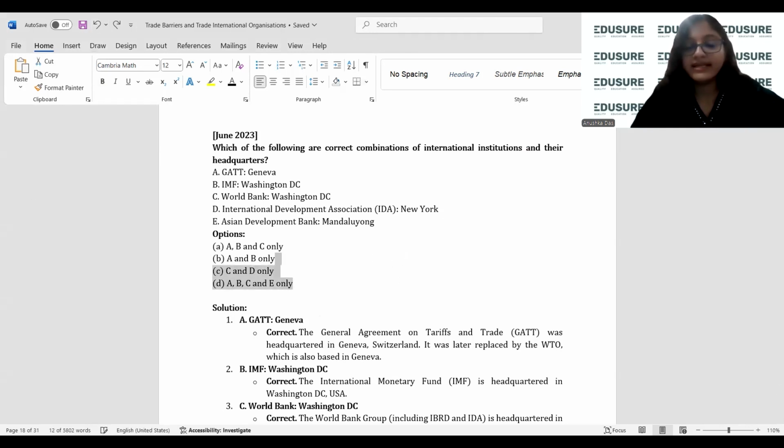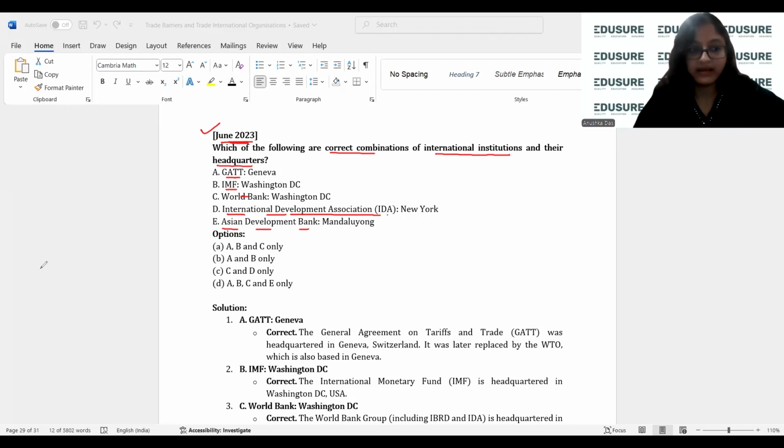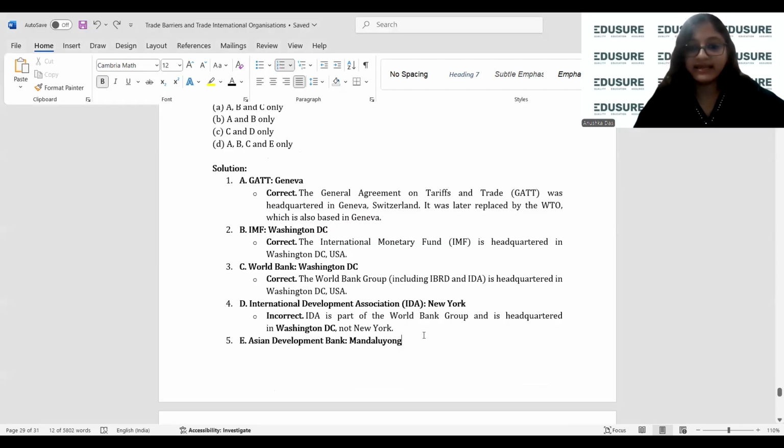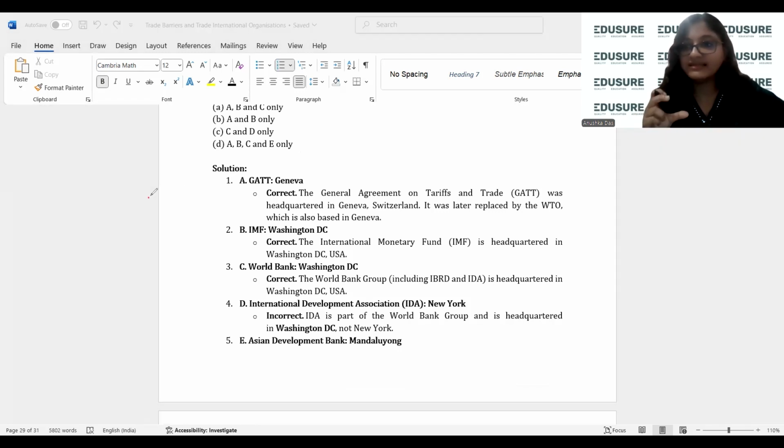Okay. Let's see here. This is June 2023. Which of the following are correct combinations of international institutions and their headquarters? So they have given you this information in pairs. You have to find out which of the following is right. You have GATT, IMF, World Bank, IDA, that is International Development Association, Asian Development Bank. So let's take a look at this with the help of this explanation that I have given you. After every question, you will find this detailed explanation which will help you to revise better.